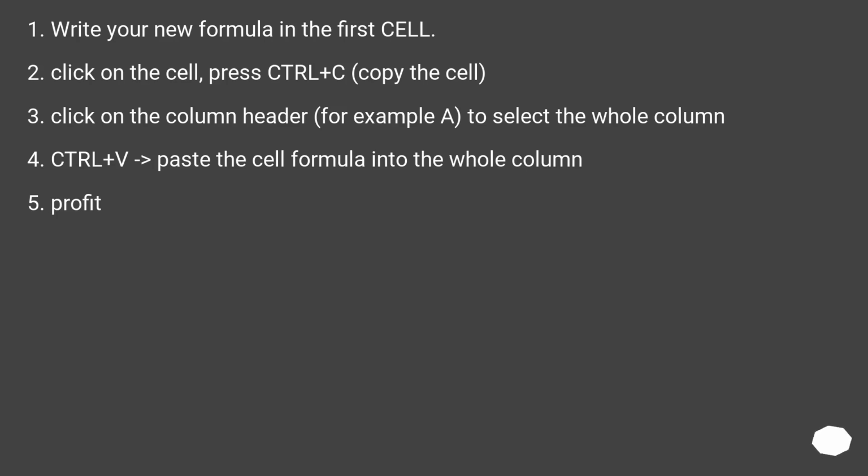Write your new formula in the first cell. Click on the cell, press Ctrl+C, copy the cell. Click on the column header, for example A, to select the whole column. Ctrl+V, paste the cell formula into the whole column. Profit.